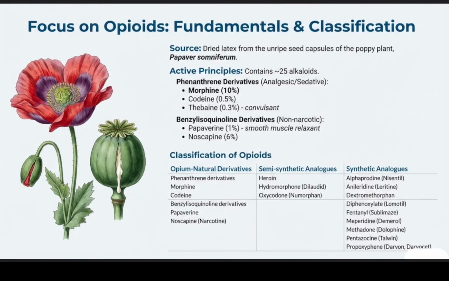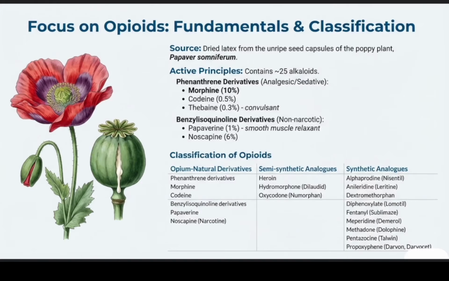Now, coming to the classification of opioids, we have opium natural derivatives, semi-synthetic analogs, and synthetic analogs. Among the natural ones, we have phenanthrene derivatives, morphine and codeine, as we have told till now. The semi-synthetic analogs are heroin, hydromorphone, and oxycodone. Coming to synthetic analogs, there are many, with names like alphaprodine, anileridine, and so on.